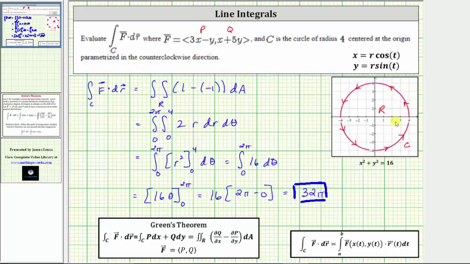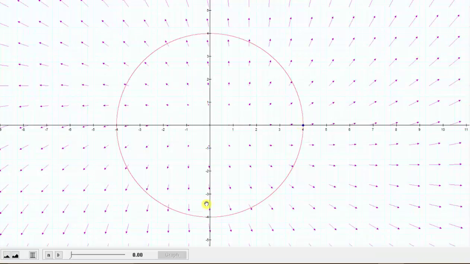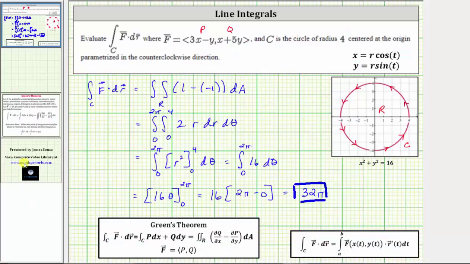Let's go back to the graph one last time. Again, we can think of 32 pi as the amount of work the force field or vector field does on this blue particle as it travels around the circle in the counterclockwise direction. I hope you found this helpful.